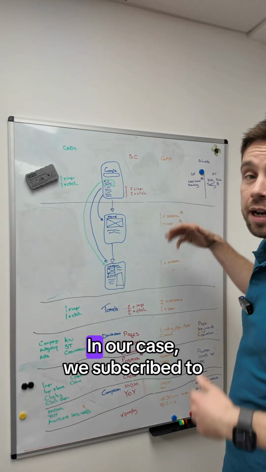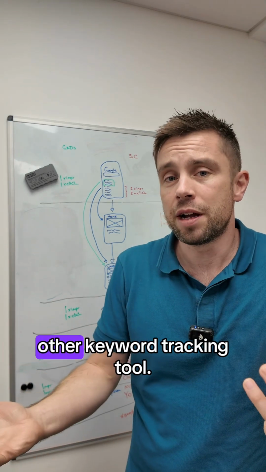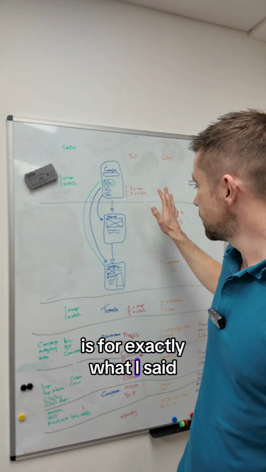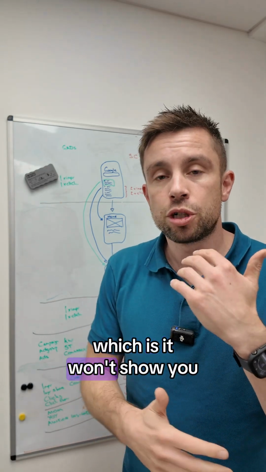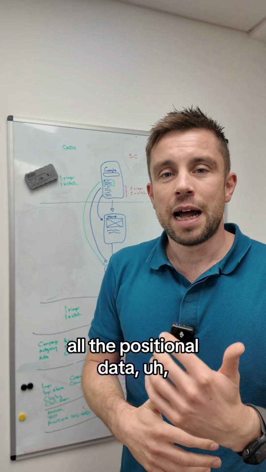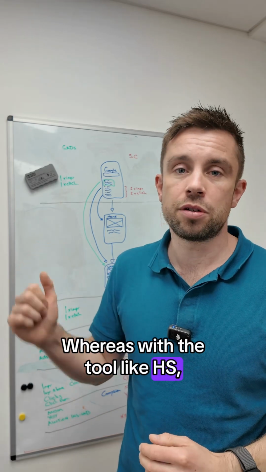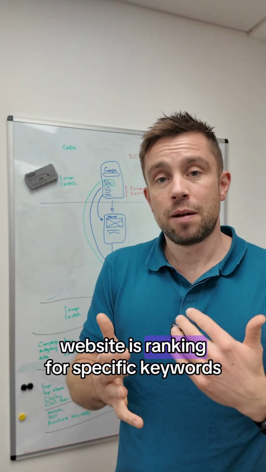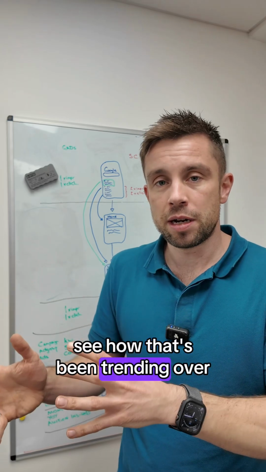And then I have put up here as well that there is the ability to also drill into data. In our case, we subscribe to Ahrefs, whether it's Ahrefs, SEMrush, or any other keyword tracking tool. The reason that is useful is for exactly what I said, the limitation with Google Search Console, which is it won't show you all the positional data, and it's really hard to see the trends of it. Whereas with a tool like Ahrefs, you can look at how your website is ranking for specific keywords, by page, and so on, and see how that's been trending over time.